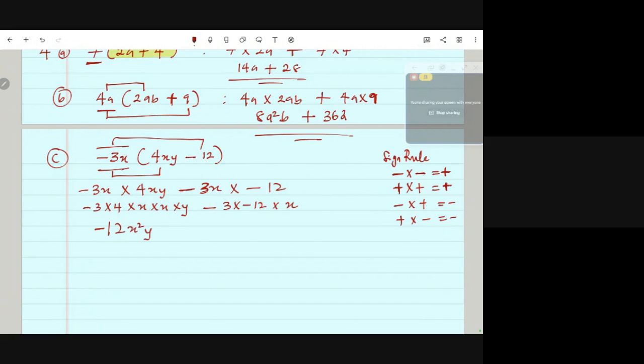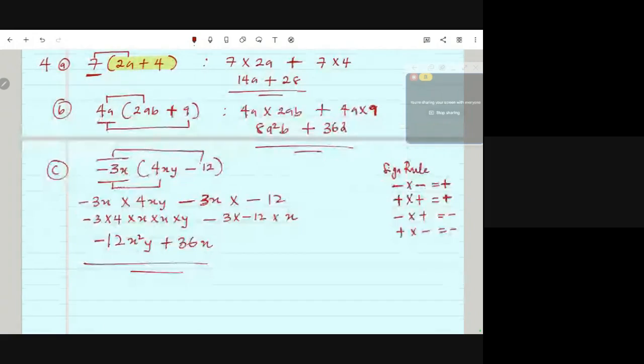Then here, minus 3 times minus 12. That's minus times minus, so that would be a plus. And 3 times 12 is 36. Then times x, you just put the x. And that's the answer.